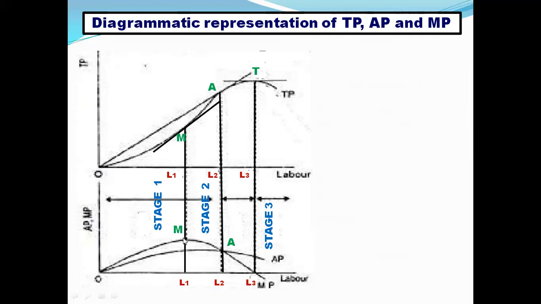Now from the origin you will draw a dotted straight line touching the TP curve. The point at which it is touching the TP curve, label it as A. So this corresponds to L2 units of labor. Okay, this gives us maximum AP. Now, the point at which the dotted line from the origin and the TP curve intersect is point A. Now draw a vertical line which gives us the maximum AP point. See, this is the maximum AP point, right?